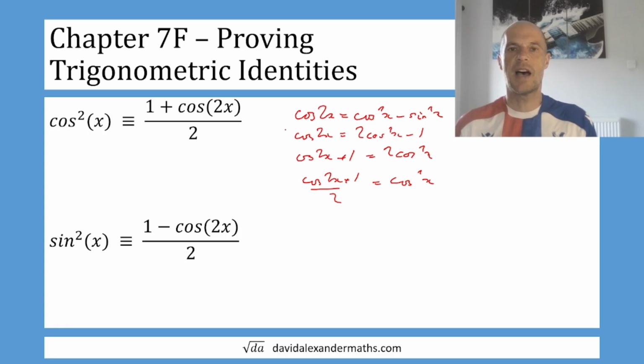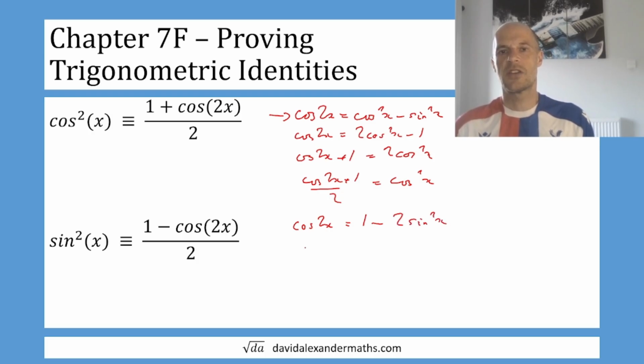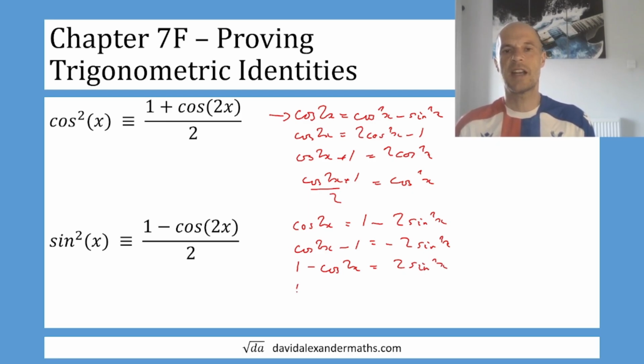Now for the next one, we know that cos of 2x is cos squared minus sine squared. So another way we can write the cos of 2x is 1 minus 2 sine squared x. So I'm going to subtract 1 from both sides. Now I'm going to just turn this into 1 take cos 2x equals 2 sine squared x. So I've just flipped the signs there, or multiplied through by -1. And now dividing through by 2, (1 minus cos 2x) all over 2 is sine squared x.